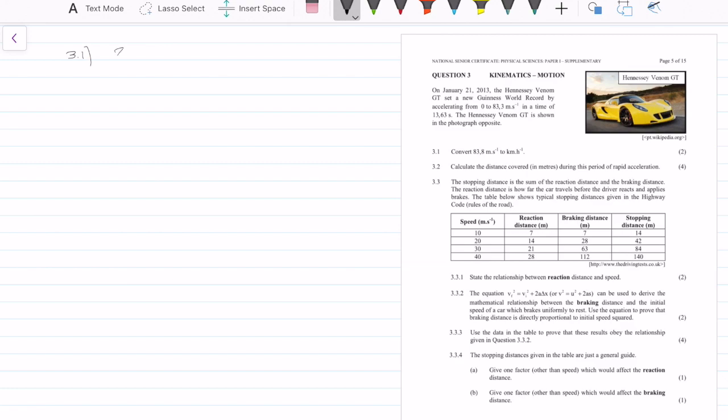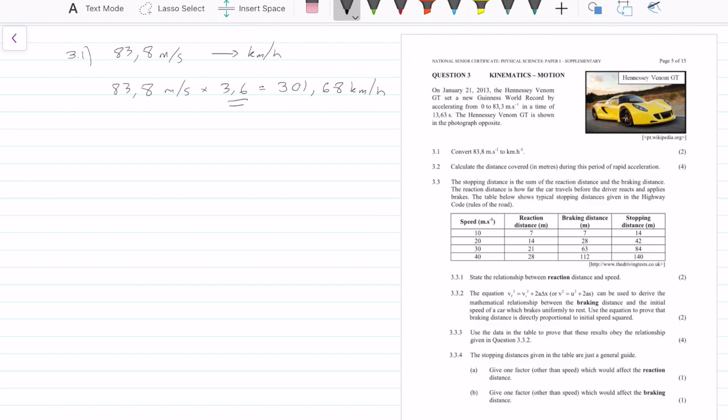We have to convert 83.8 meters per second to kilometers per hour. So how do we do that? We go 83.8 meters per second times 3.6, which is equal to 301.68 kilometers per hour. If you ever wonder why we multiply by 3.6, we do this through dimensional analysis.